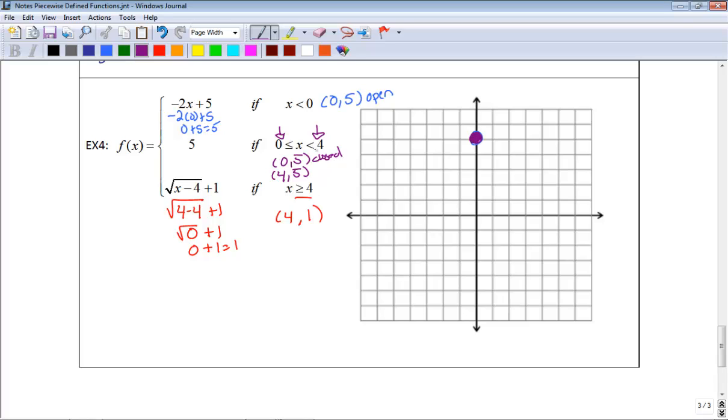What about the bottom one? I got the point (4, 5). There's no or equal to there, so that's going to be open. So it's going to be an open circle. Finally, I have the last point, (4, 1), open or closed? Again, it's got an or equal to, so this guy's got to be closed. So I have the point (4, 1), and we are closed right there.